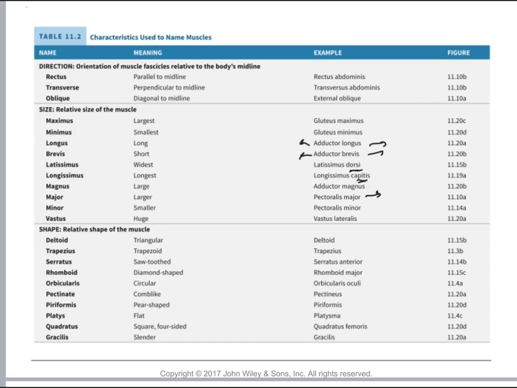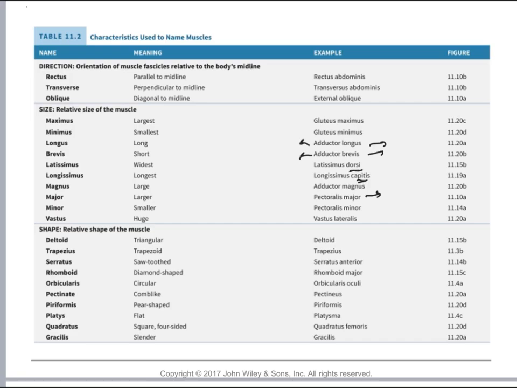And then underneath it, we have the pectoralis minor, so smaller. And then we get huge muscles like the vastus lateralis. Next, we could characterize muscles based on shape. So triangular, deltoid, right? The example would be the deltoid muscle. Trapezoid will be trapezius, and again in our back, the trapezius muscle.